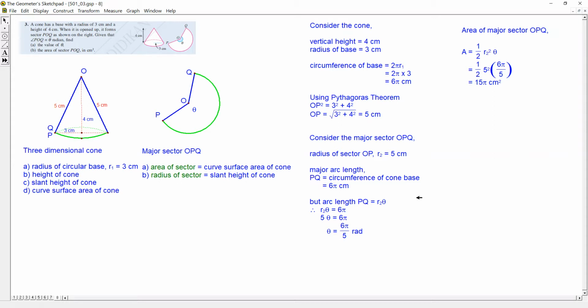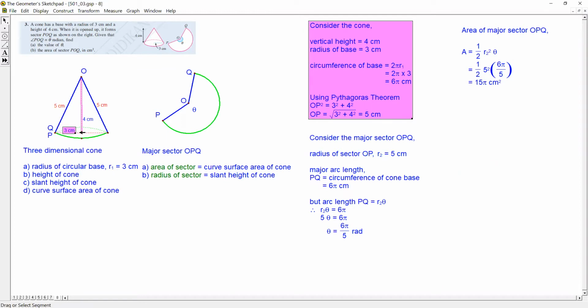Okay, can. So now we go on to how to solve the problem. This is the first part. Consider the cone. So we look at the cone. The vertical height is 4. Radius of base is 3. Right?